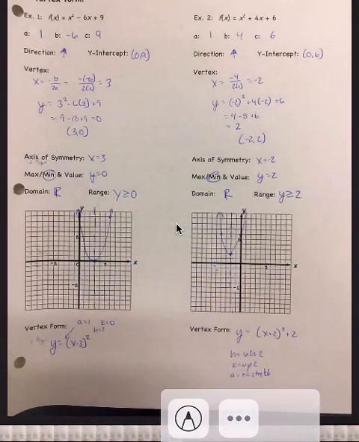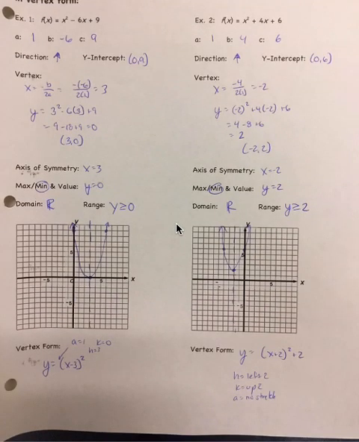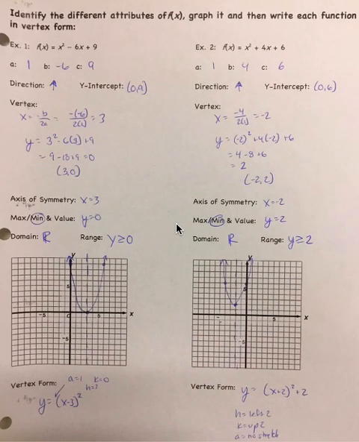These are the examples, and I've written these ones out too just because it makes it easier on me. We want to identify the different attributes of f of x, graph it, and then write each function in vertex form. So the easiest thing to do, and you should do this even if I don't have a, b, and c listed there, is write out what a, b, and c values are.